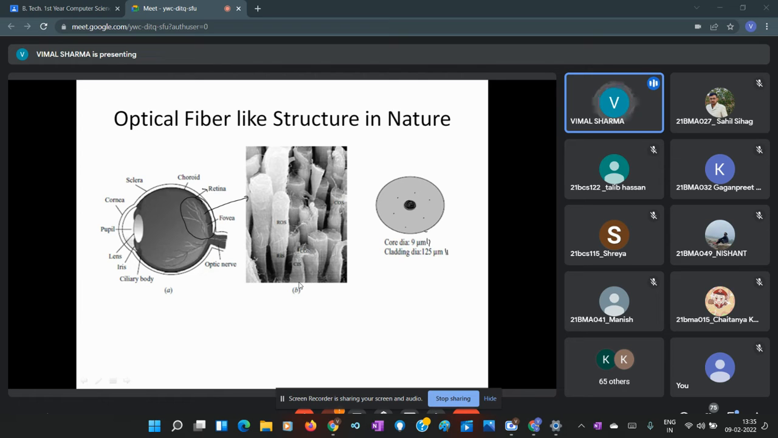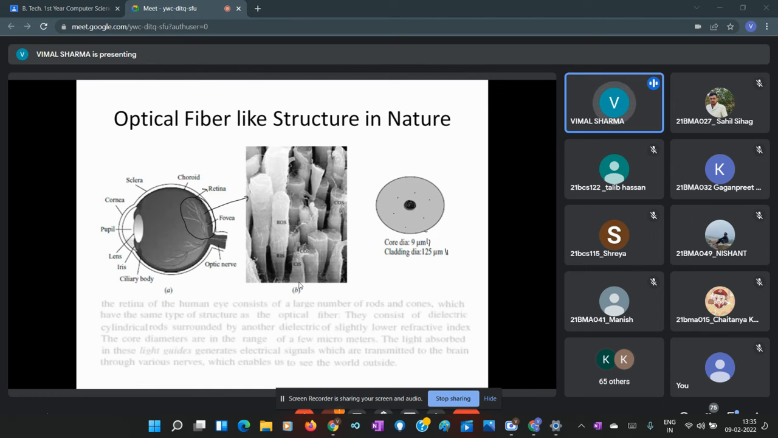So light is absorbed by these rods in the retina, and that light is converted into an electrical signal, and that is sent to your brain. So in nature, optical fiber is already there inside your eye to propagate light.